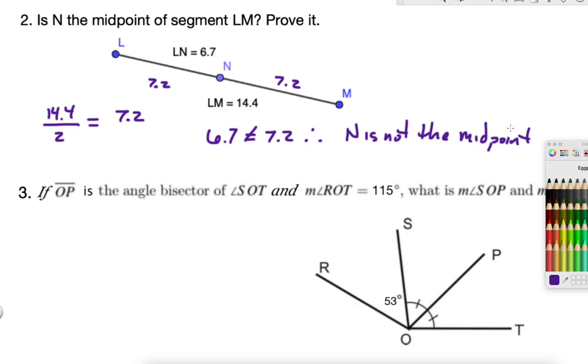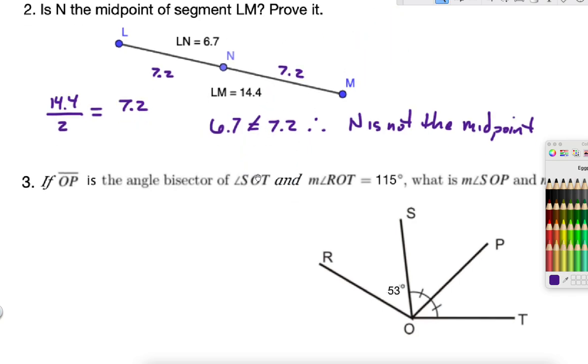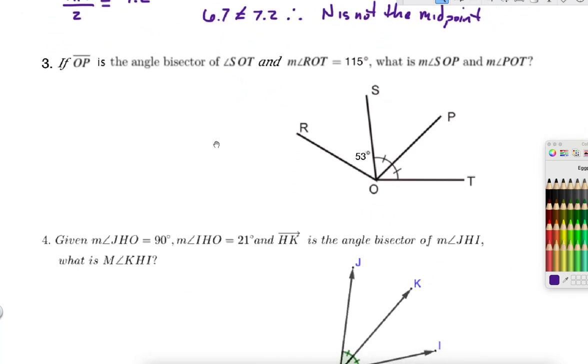Okay, the other thing I could have done was find what the actual value of NM is by subtracting 6.7 from 14.4, and we would have seen that these two values aren't equal. So there's a couple of ways to do this problem.